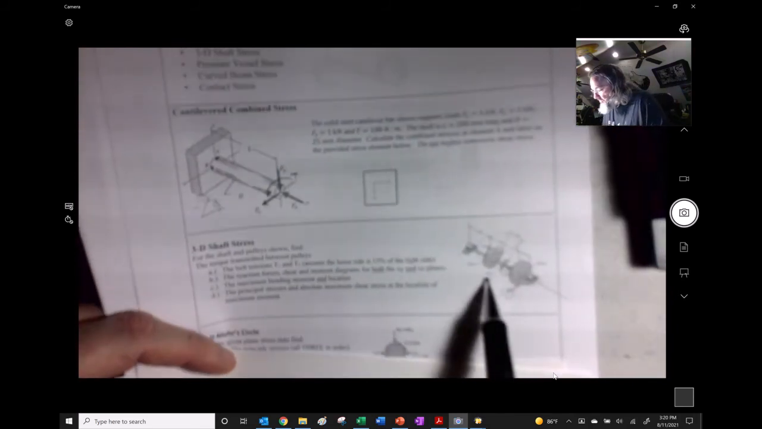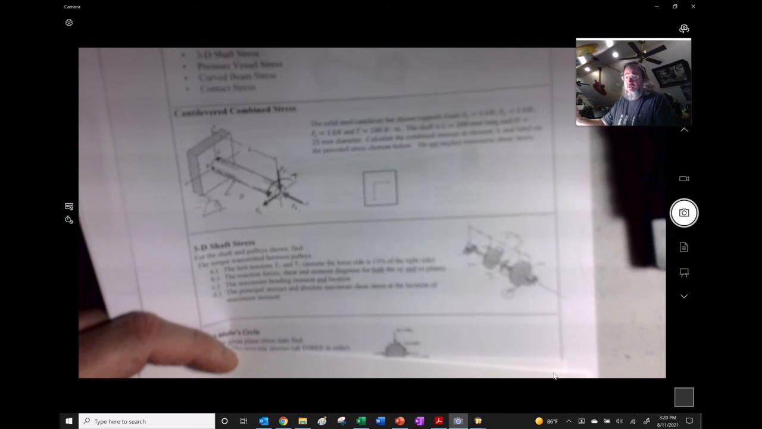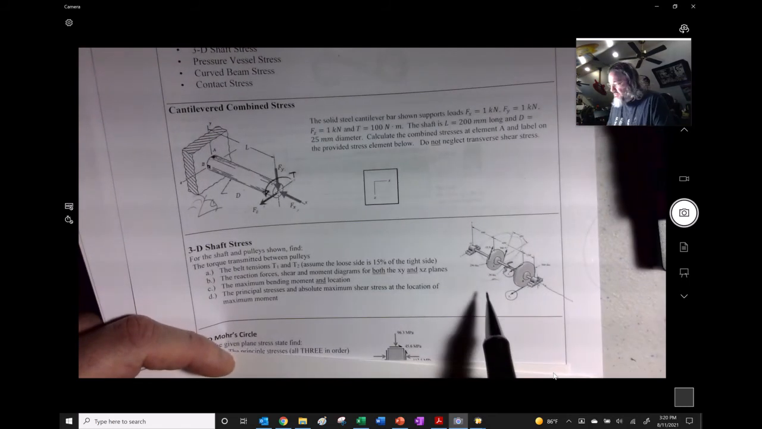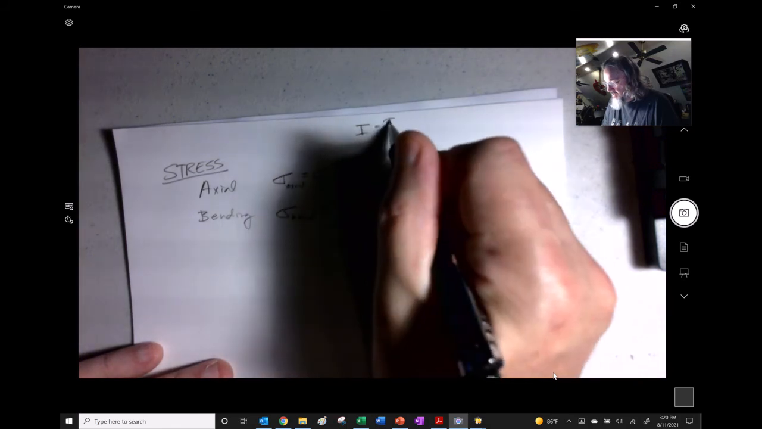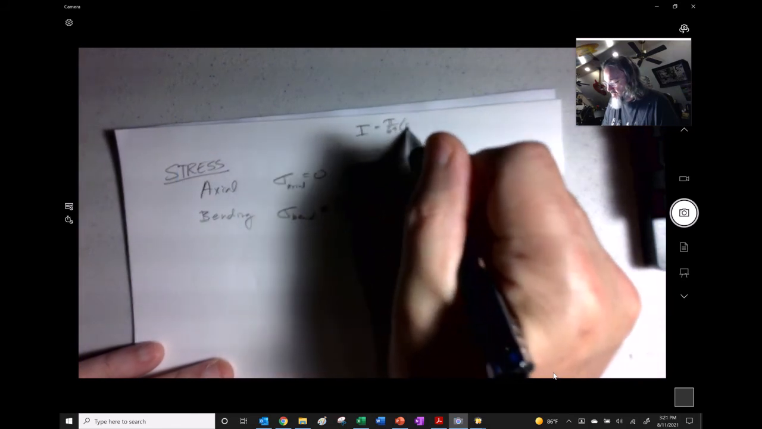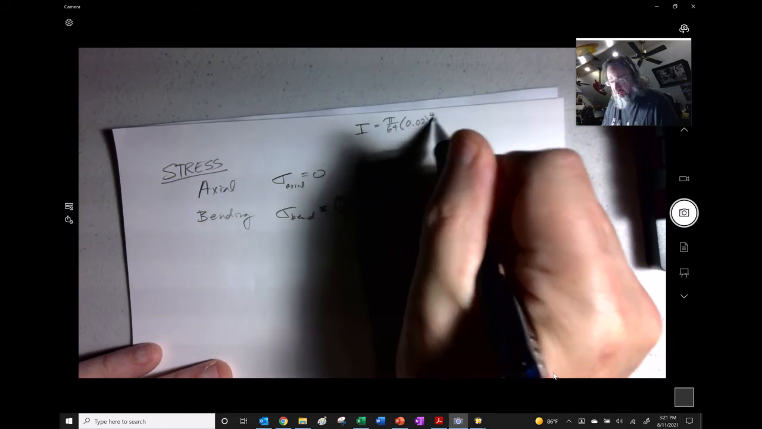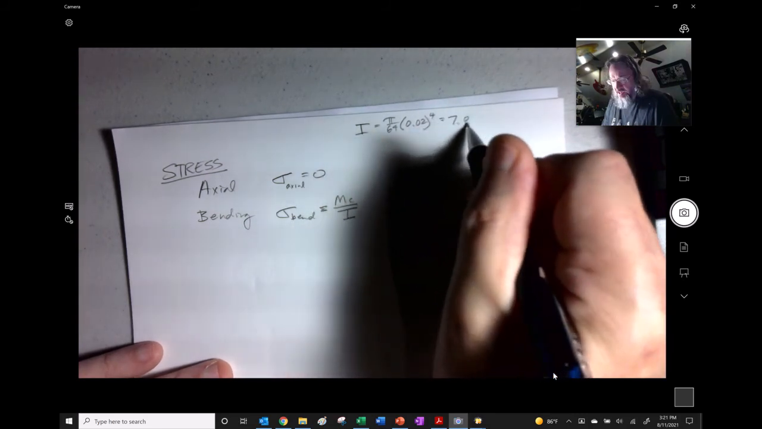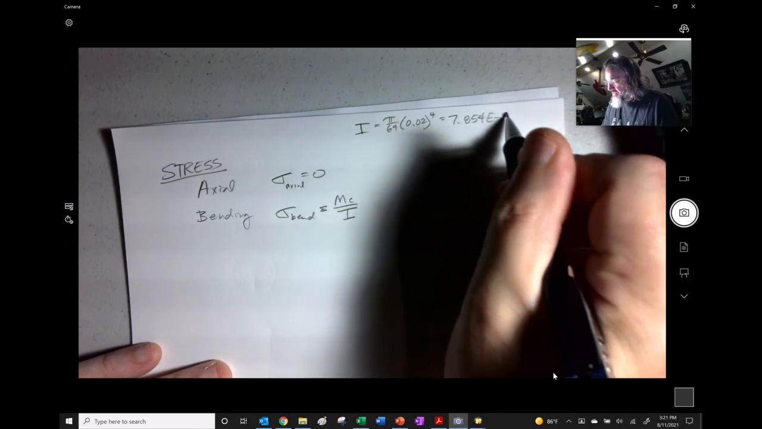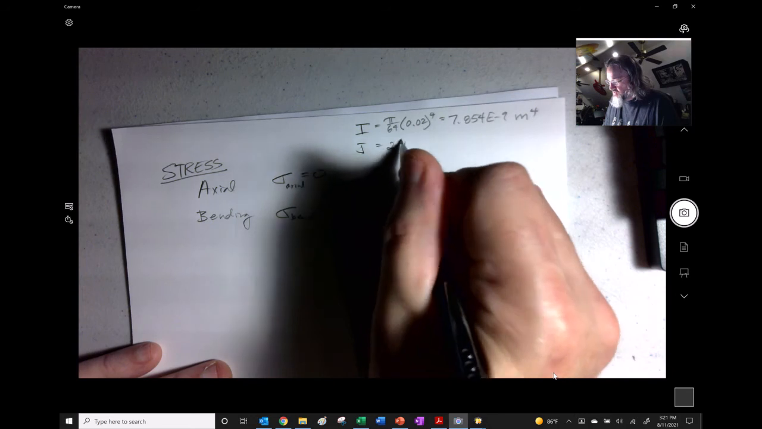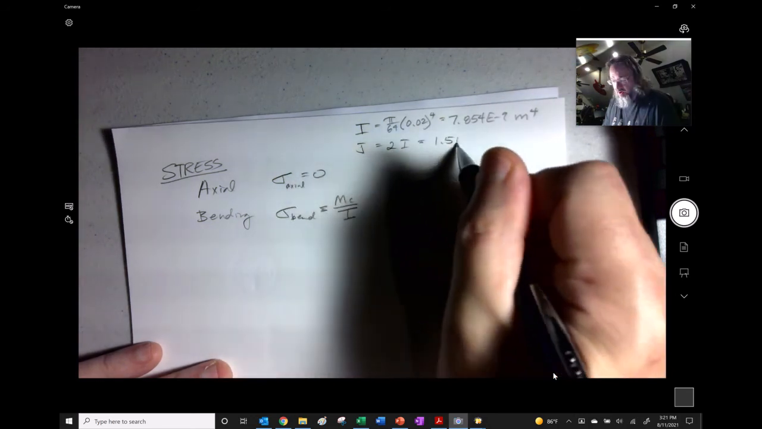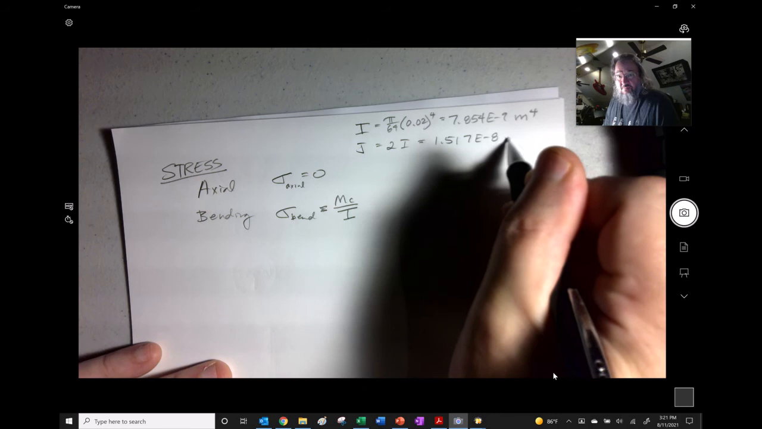Yeah, if we look really closely, which you can't see because they just went out of focus again, this is a 20 millimeter diameter, right? So over to the side somewhere, I found I was pi over 64 times 0.02 to the fourth, and we got 7.854 E minus 9 meters to the fourth, and J was just 2I, which is 1.517 E minus 8 meters to the fourth.